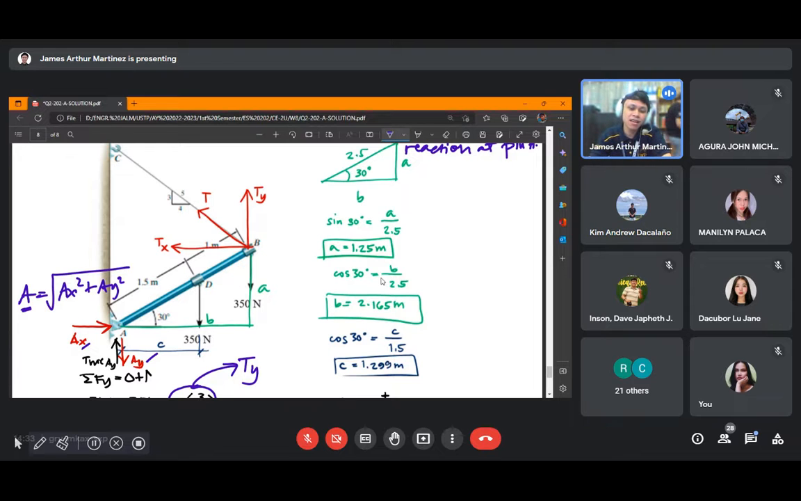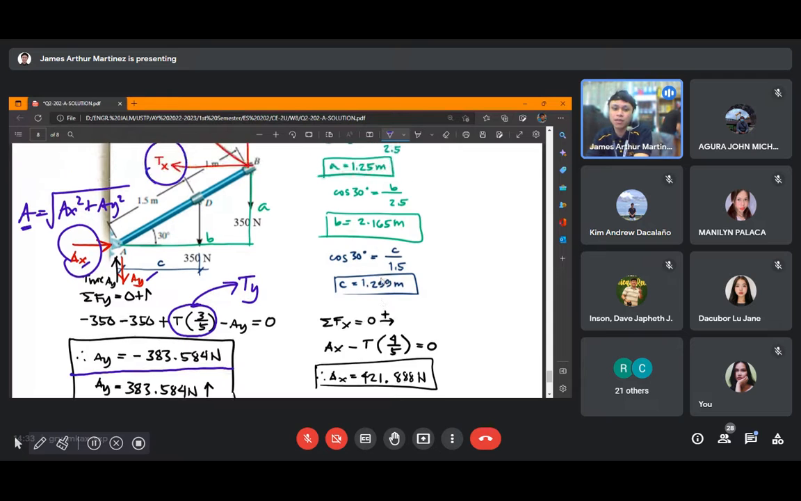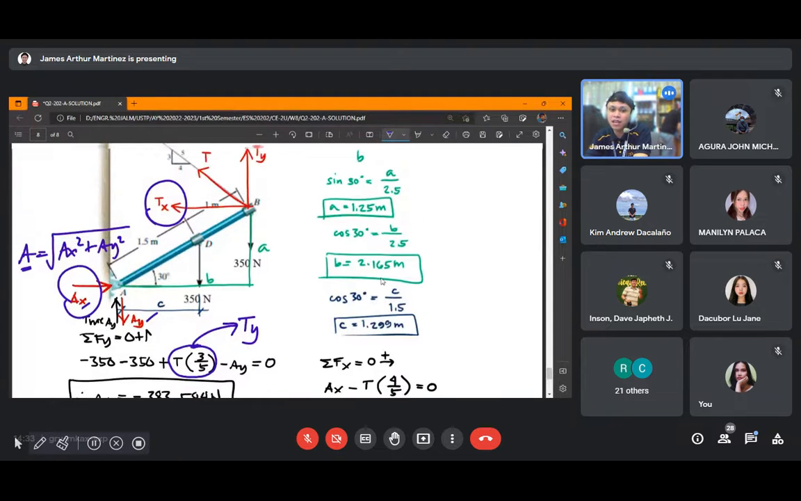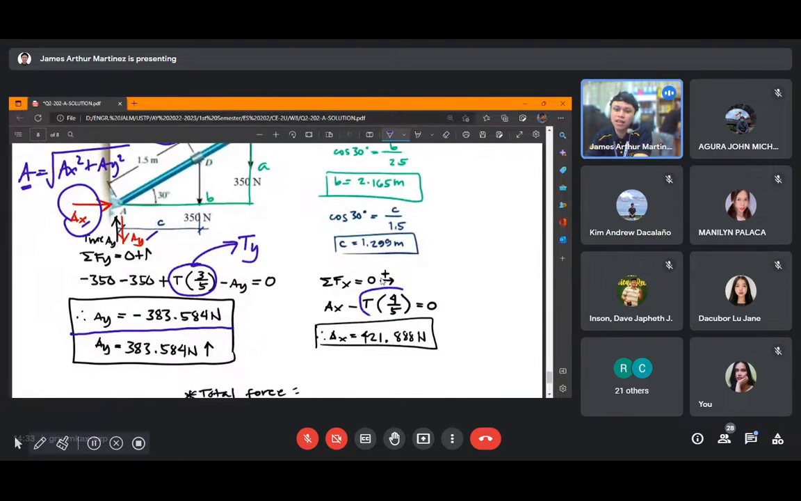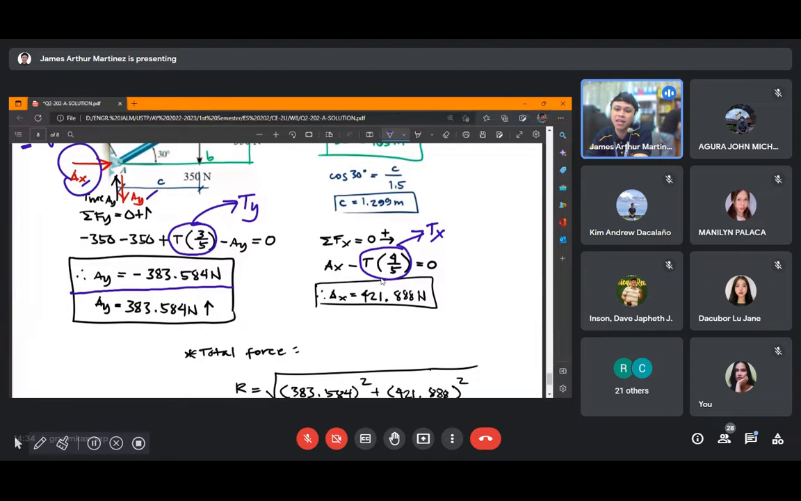So the only forces acting on the x-axis are our Tx and also our Ax, these two. Okay? So the summation of forces along the x-axis is equal to 0, having the rightward direction as positive. Ax is to the right, therefore positive, minus Tx. Note this is Tx. So Tx is just equal to T times 4 over 5.